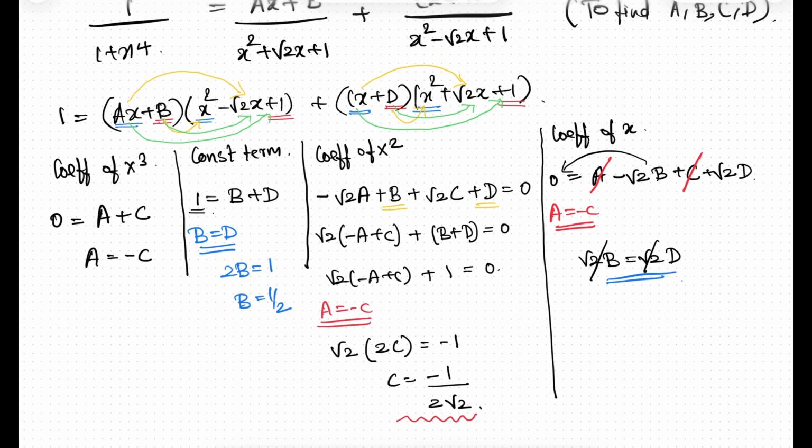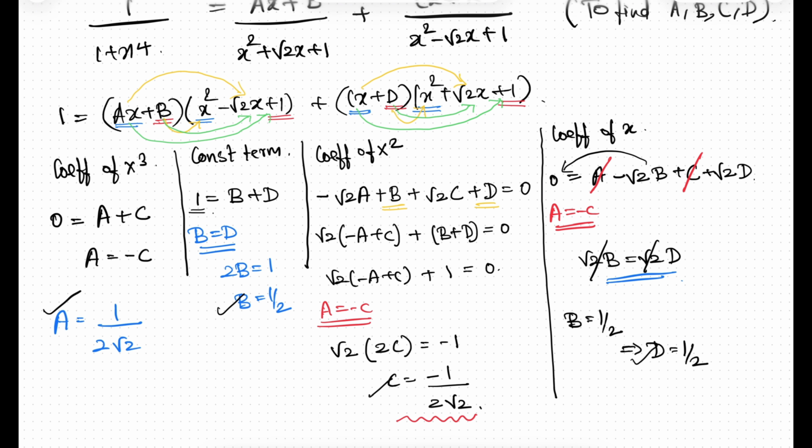So again I can come over here. b is equal to 1 by 2 implies that d is also equal to 1 by 2. So I have found out the value for my b, my d and my c as well. So a equals negative c, right? So a is equal to 1 by 2 root 2.